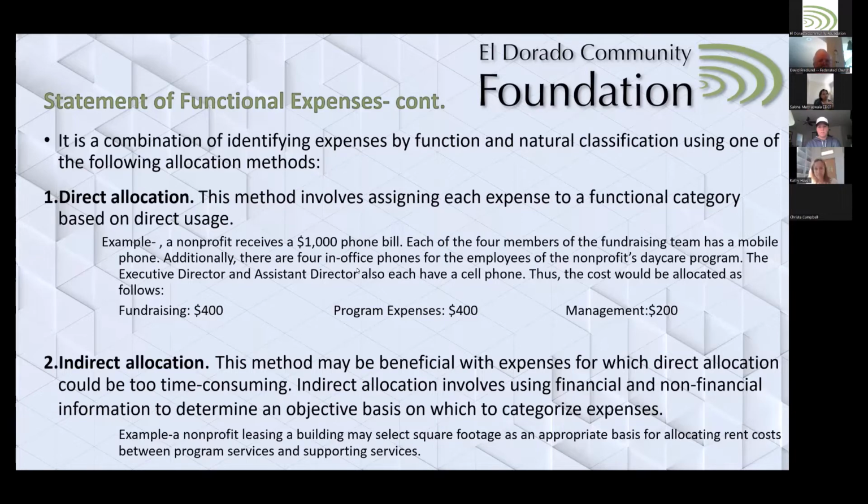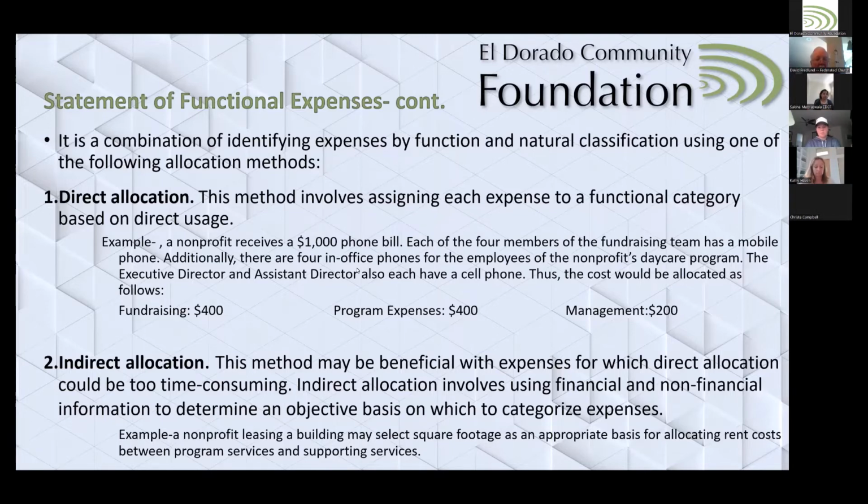So you would use financial as well as non-financial information to determine an objective basis on which to categorize the expense. And I'll give you an example. A nonprofit is leasing a building and you pay rent for it. How do you find out whether the rent is a fundraising, program, or management expense? So think about the square footage of the building that you're leasing, and think about, I use 2 rooms for fundraising. Most of the people who come in are people who work with fundraising. They're volunteers. They come in and they use these 2 rooms.